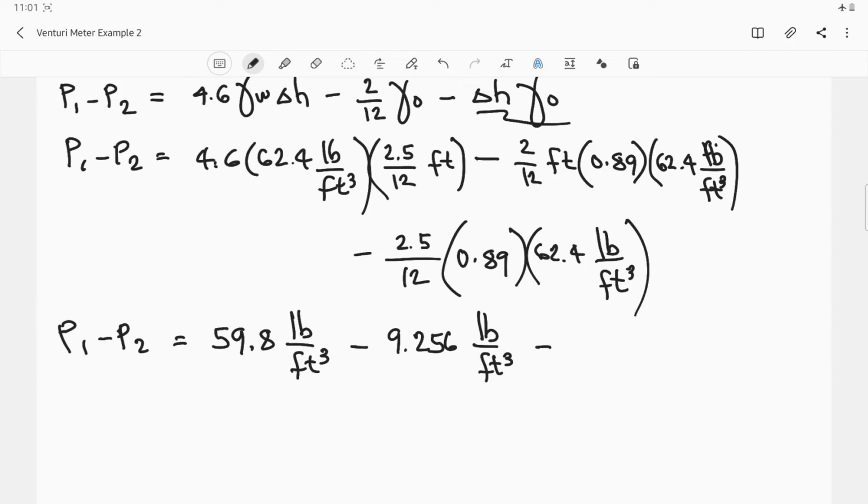Minus 2.5 over 12 minus 0.89 times 62.4. That's 11.57. Yeah, 11.57. This is not cubic feet, this is square feet.